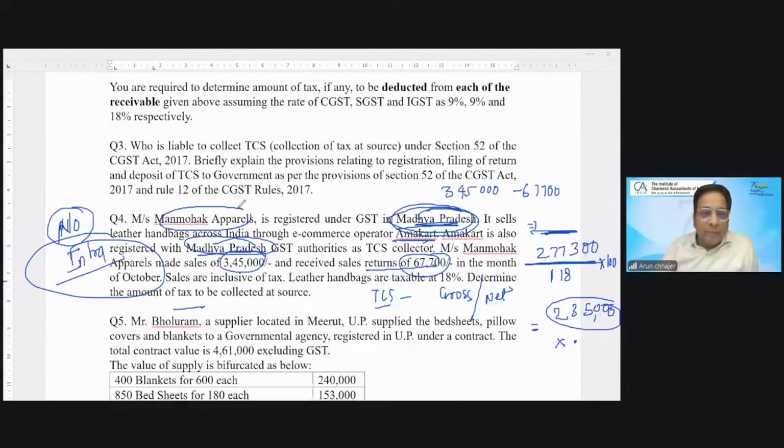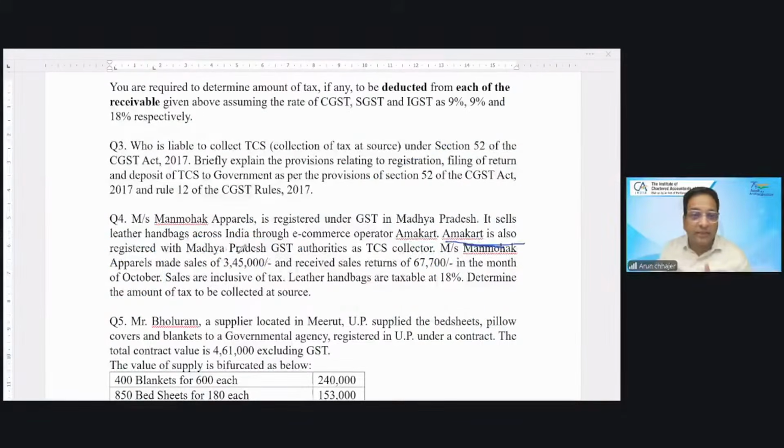See, Manmohak Apparel is registered, so the location of supplier is Madhya Pradesh. Now, who is the customer? Suppose this e-commerce operator is making the supply to a customer located in Rajasthan. Then this is an inter-state supply. The place of supply is not Madhya Pradesh, because we never call the location of the e-commerce operator the place of supply. It is only the mediator.